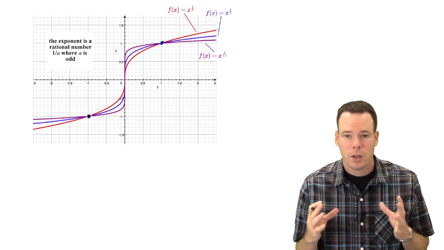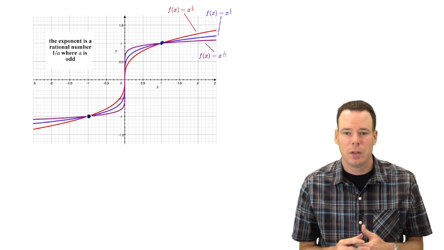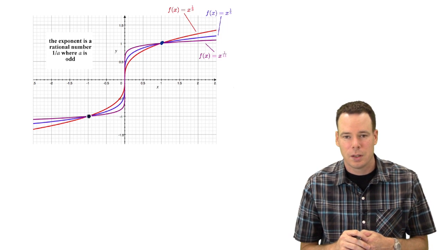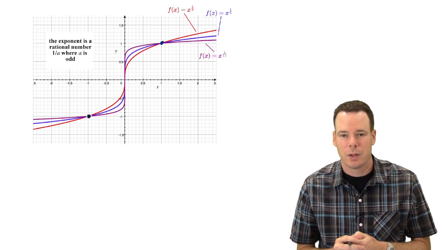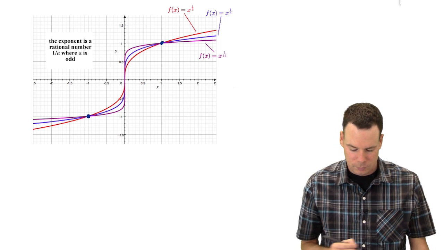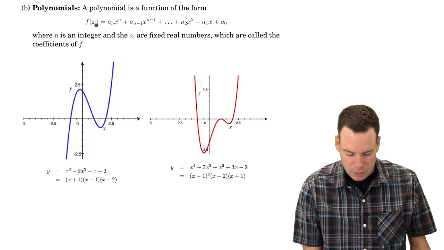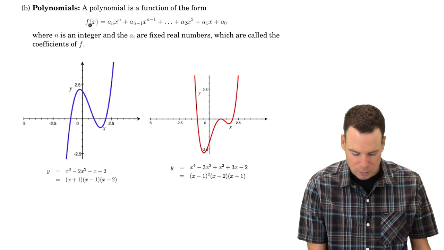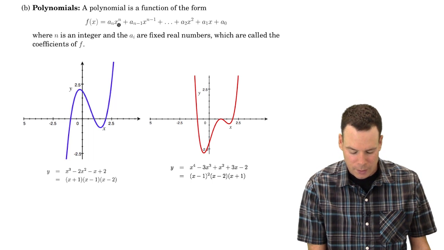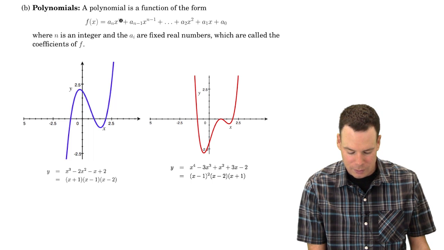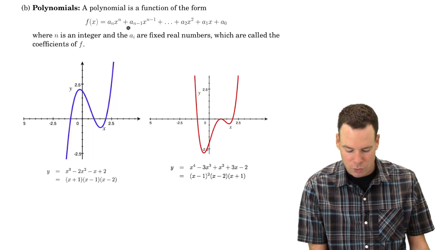So again, I'm just going through some of these basic functions that we've seen lots of times before and just refreshing ourselves with what their graphs look like. Now, what about a polynomial? So we've got a function defined by integer powers of x, so x to the n minus 1, and some coefficients in front of it.